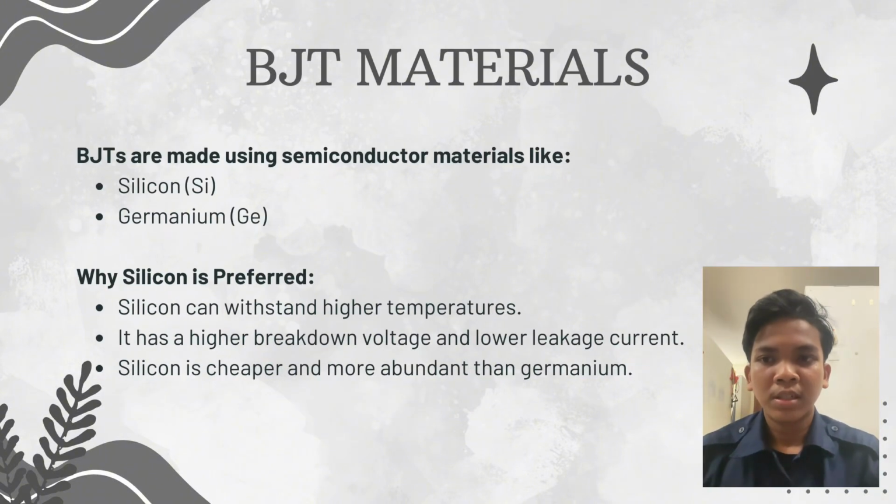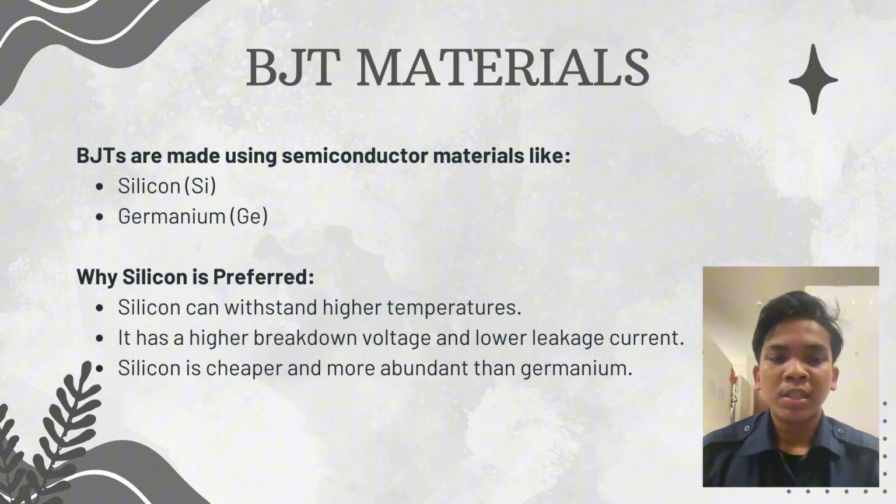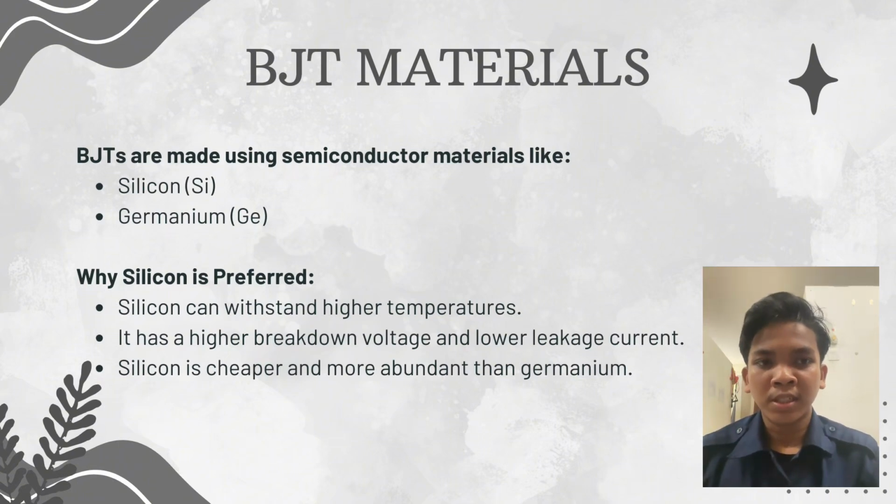BJT materials. BJTs are made using semiconductor materials such as silicon and germanium. However, silicon is more commonly used in modern BJTs due to its thermal stability and electrical properties. This is because silicon can withstand higher temperature. Next, it has a higher breakdown voltage and lower leakage current. And lastly, silicon is cheaper and more abundant than germanium.